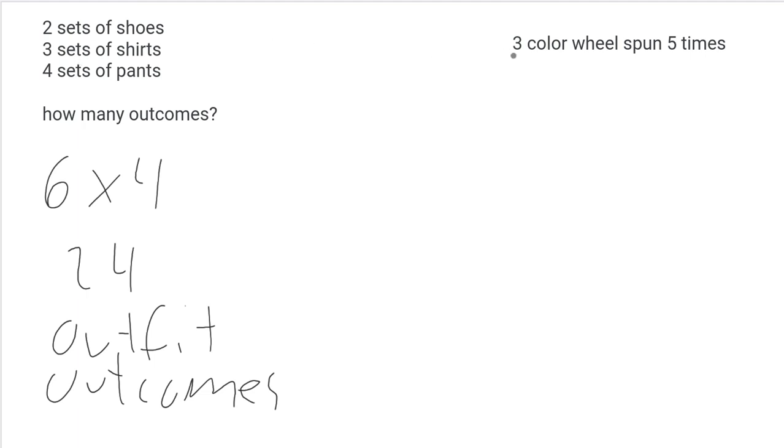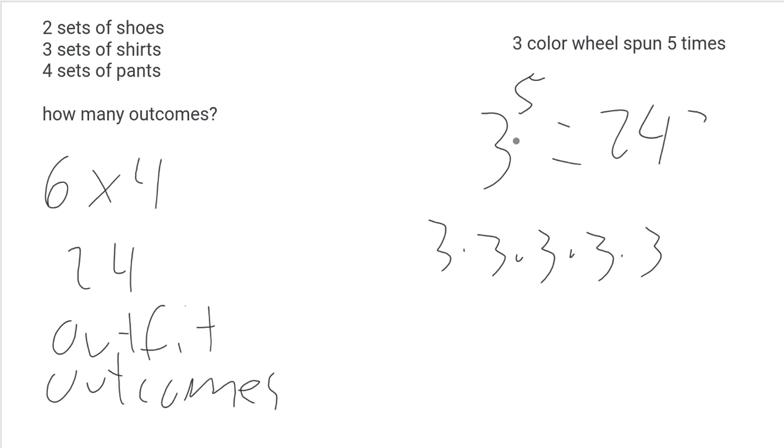However, if we're talking about a reset, so I am spinning the wheel, it has 3 colors, and I spin it again, the probability of getting a different wheel doesn't change. So the outcome is going to be 3 to the power of 5, because there's 3 choices that could happen. Then I spin again, there's 3 choices that could happen. Then I spin again, 3 choices that could happen, and so on and so forth, and 3 to the power 5 is 243.